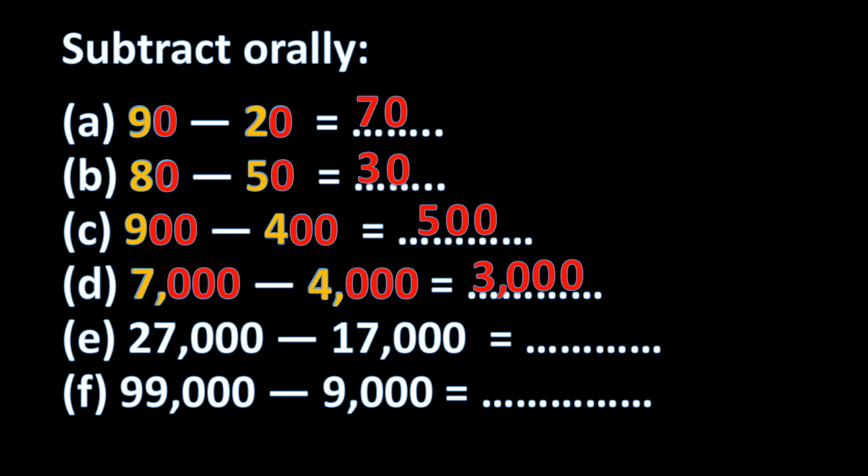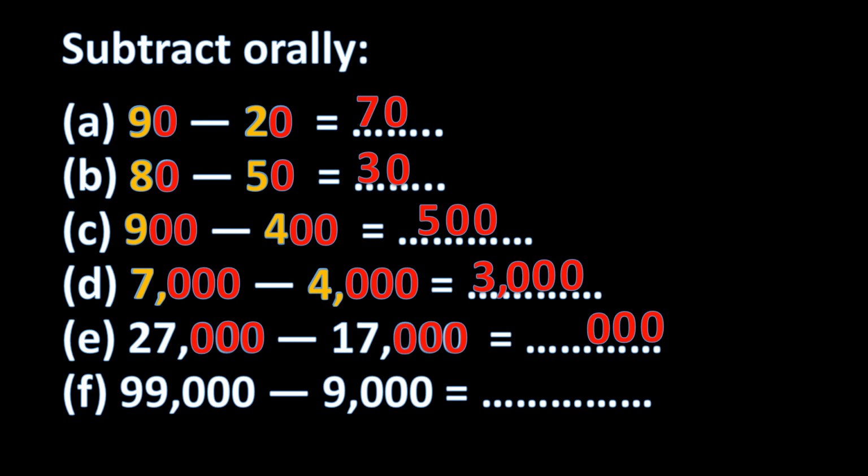The next is question number E. 27,000 minus 17,000 is equal to dash. Look at the ones place and subtract 0 minus 0 is equal to 0. Now subtract the tens place. 0 minus 0 is equal to 0. Again subtract the hundreds place. 0 minus 0 is equal to 0.